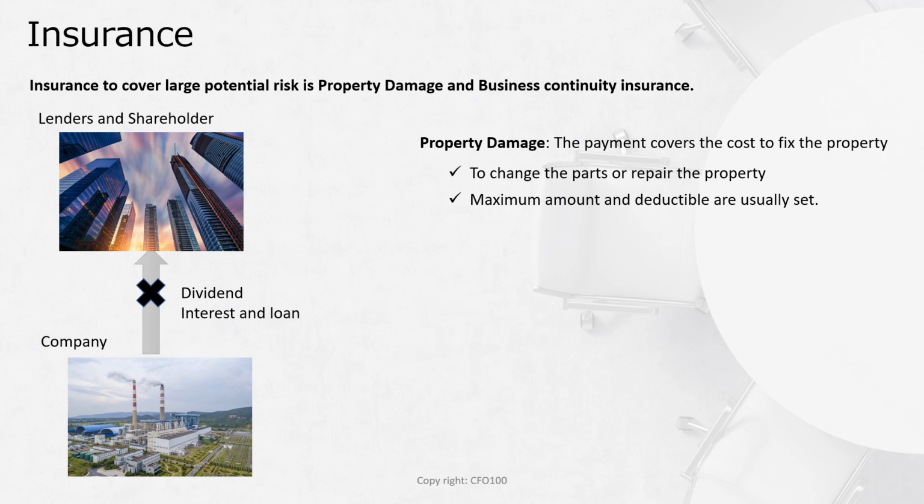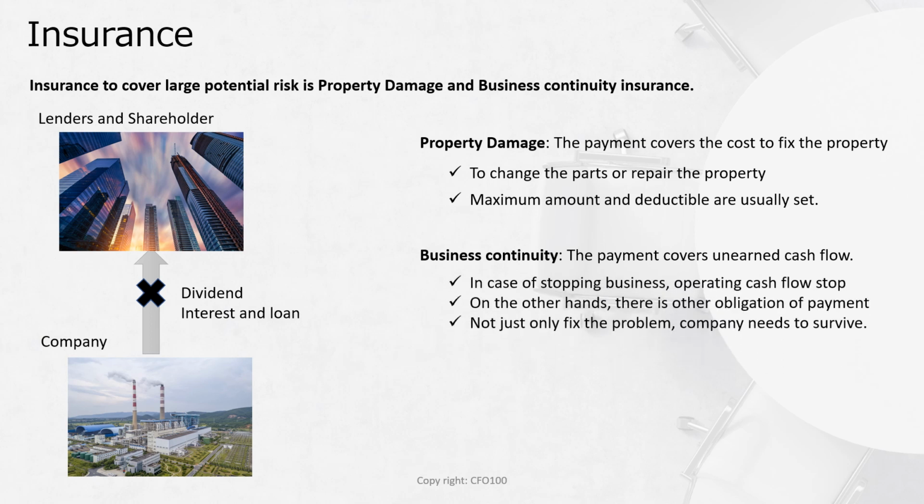Business continuity insurance is also one of the products to mitigate the impact of a risk scenario. While your business is stopped, you cannot receive operating cash inflow. Property damage insurance just covers the cost to fix the assets. This is not to cover the lost cash in. On the other hand, business continuity insurance gives the company the portion which is not received due to that accident. To continue to comply with some obligations, this type of insurance should be considered.